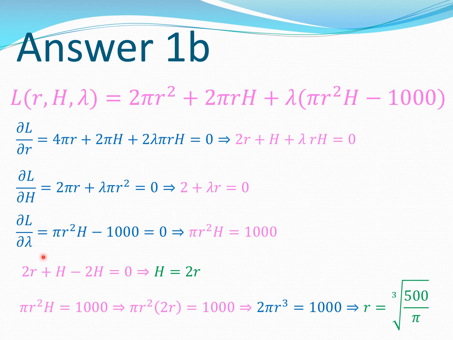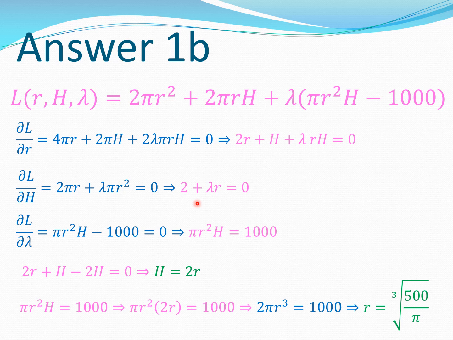Now the third equation I get by differentiating L with respect to lambda. So this simply throws back the equality constraint to me. So this is the equality constraint we had. And so immediately I get that pi r square h equal to 1000. So I have three equations here in pink, and I also have three variables r, capital H and lambda. So I could theoretically solve this equation without much problem.